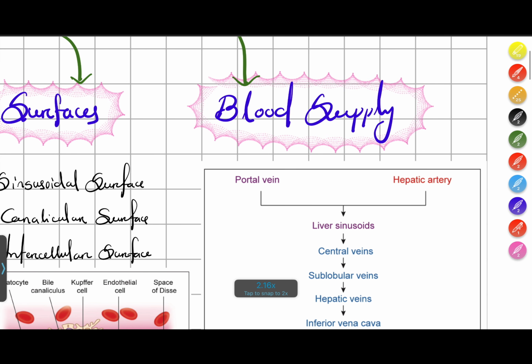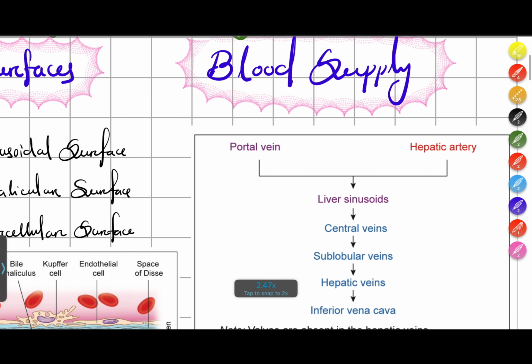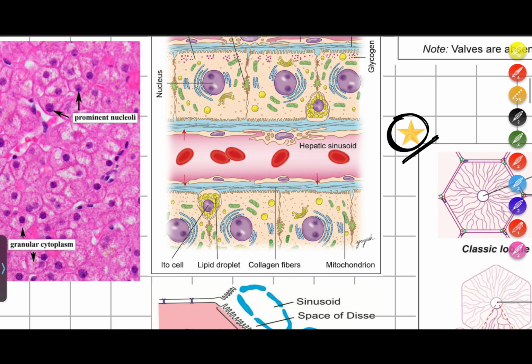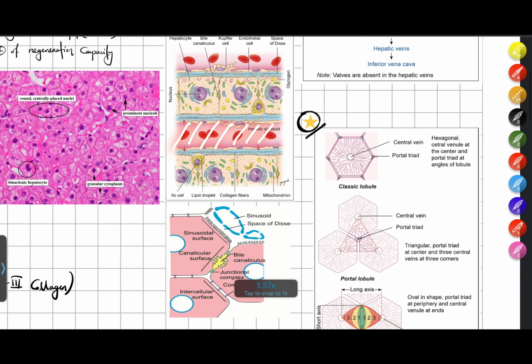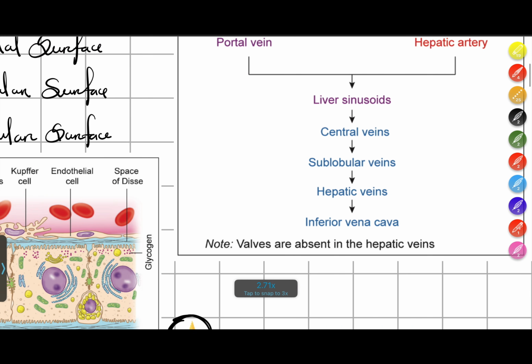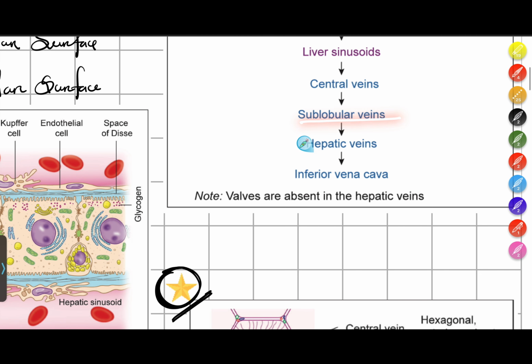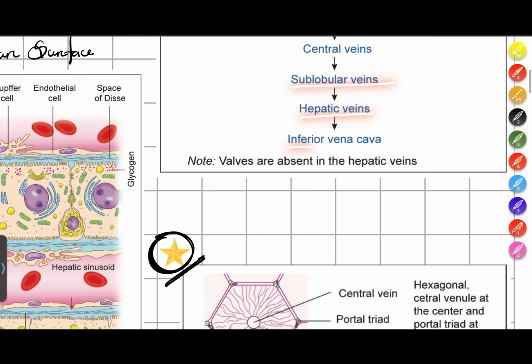Okay. Now, as you know, the blood supply of the liver: it receives blood from the hepatic artery and portal vein. That ultimately goes to the liver sinusoids, means to this liver sinusoidal area, and that drains into the central veins, to the sublobular veins, to the hepatic veins, and at the end to the inferior vena cava. That goes to the right atrium of the heart and to the right ventricle.